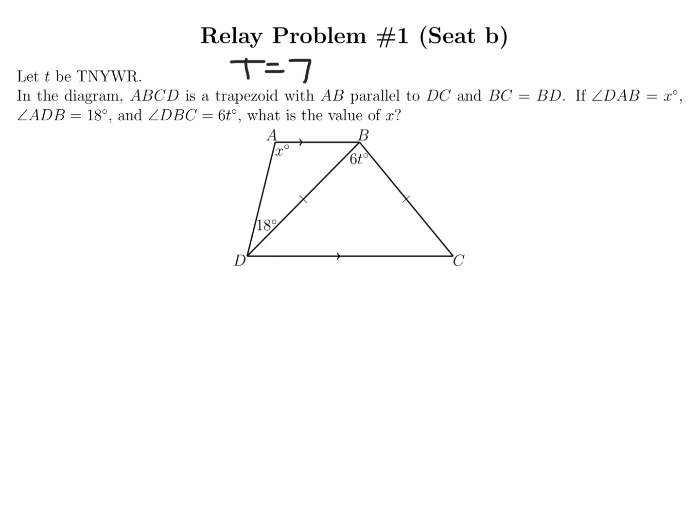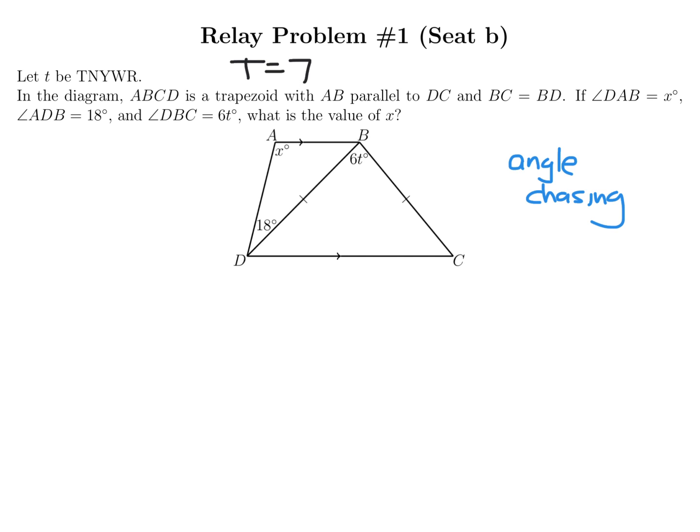In the diagram, ABCD is a trapezoid, AB is parallel to DC, BC is equal to BD. Angle DAB is x, angle ADB is 18, and angle DBC is 6t. What is the value of x? So this is what we call angle chasing, and it won't be that difficult.